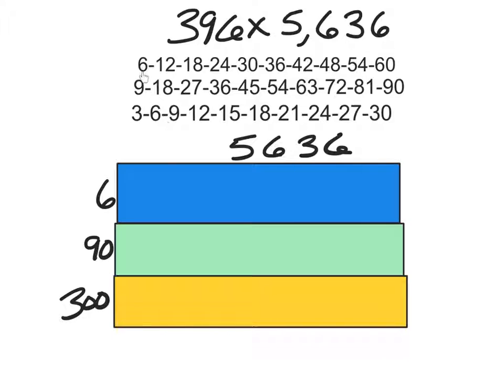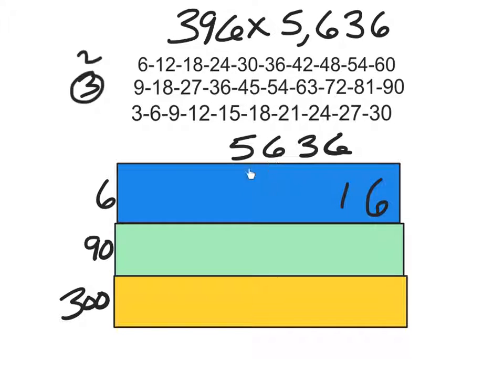6 times 6. 1, 2, 3, 4, 5, and 6 gives you 36. I'm going to drop the 6, carry the 3, and move along. 6 times 3, 1, 2, 3 gives me 18. Plus this 3 here is going to give me 21. I'm going to drop the 1, carry the 2, and move along.